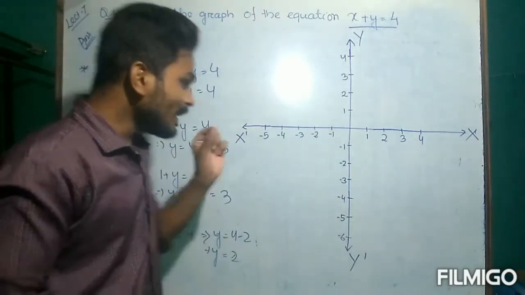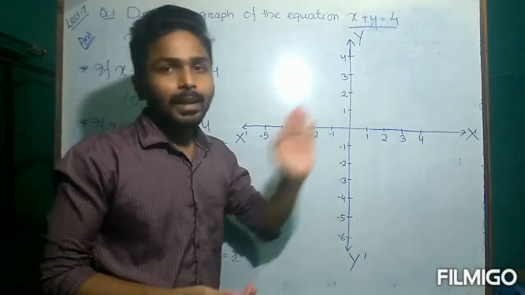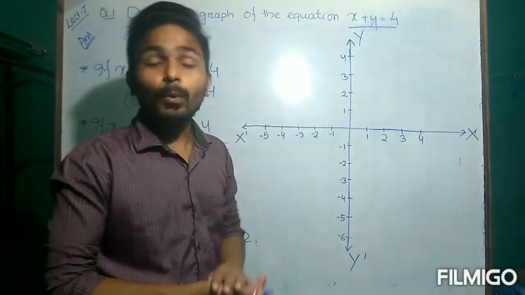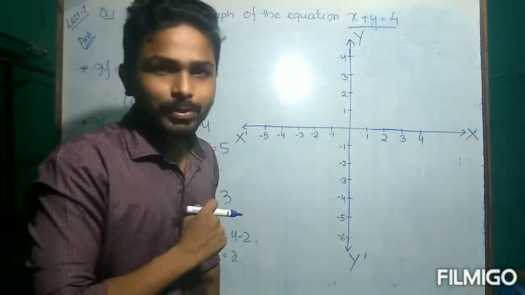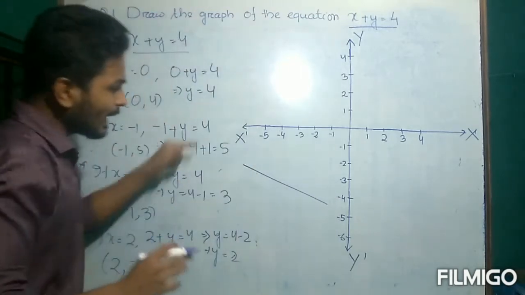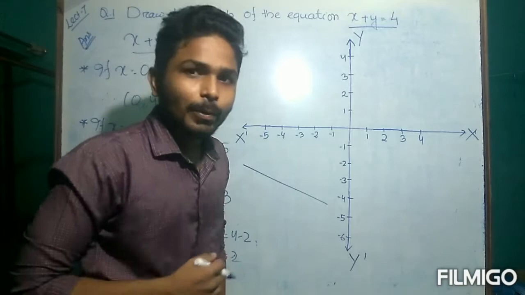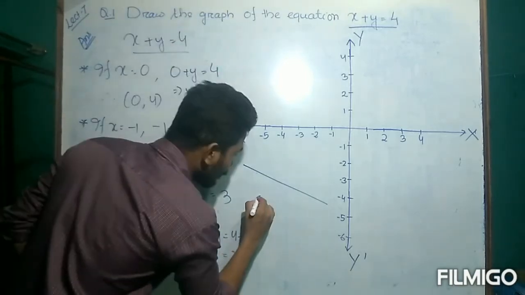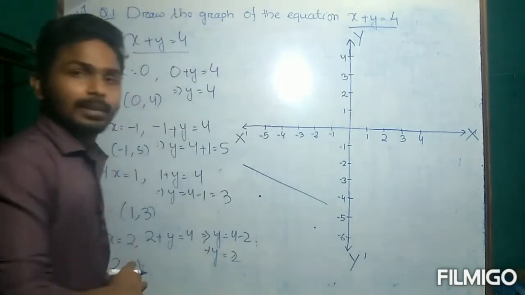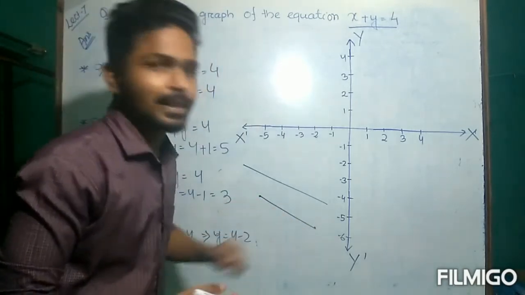But you need at least 2 solutions in order to draw the graphical form of this equation. Why do you need 2 solutions? Because in order to draw a straight line, at least how many points do you require? See, if we have 2 points, can we draw a straight line? Yes, we can draw a straight line.